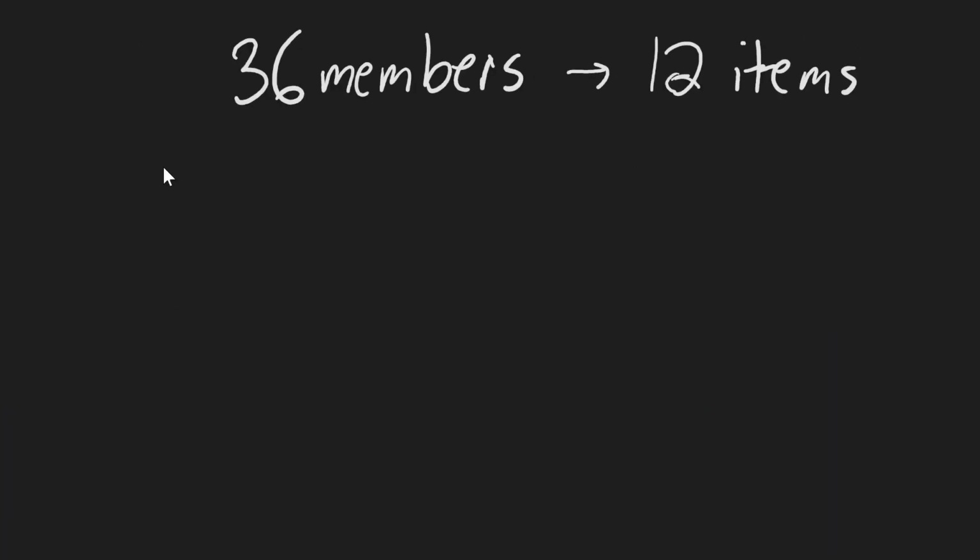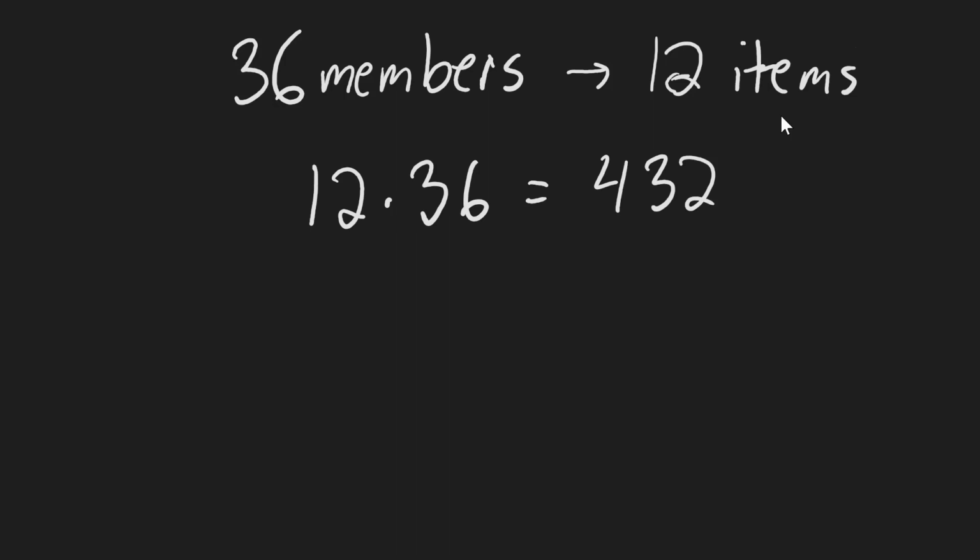So in this problem, you're trying to figure out how many total items are going to be at the auction. 36 people each bring 12 items to this auction. How many total items will there be? I'm just going to give you the answer here, and then I'll explain why this works. So the answer is going to be 12 times 36, which is going to equal 432.